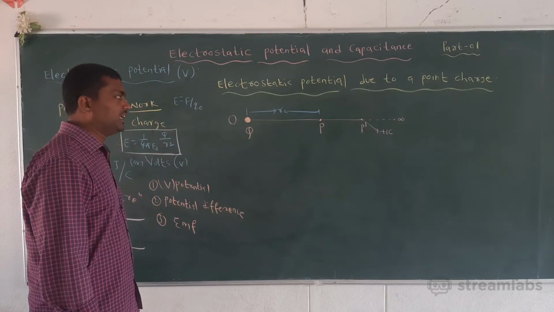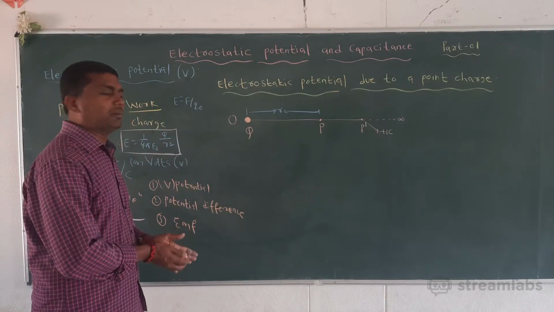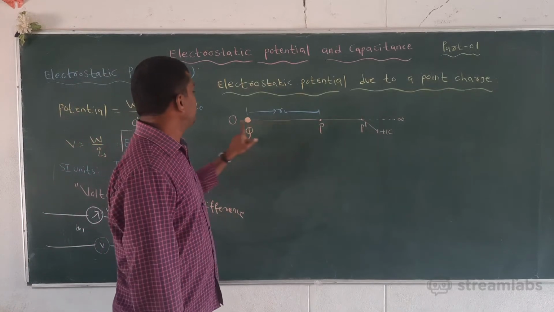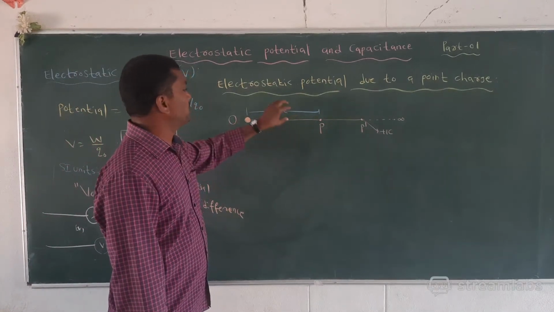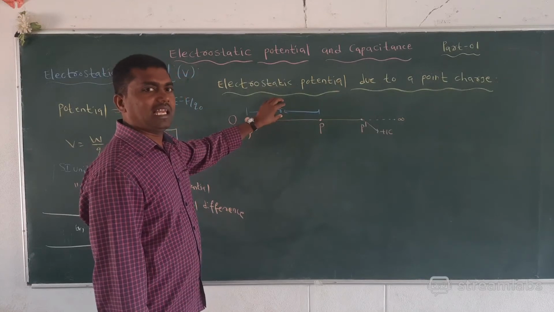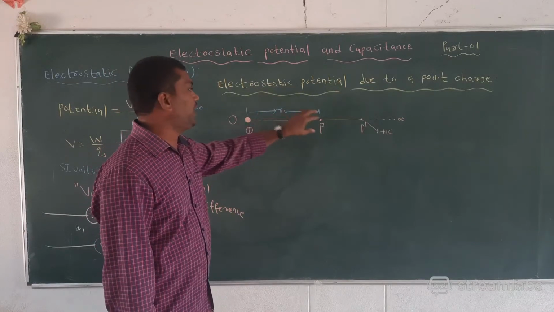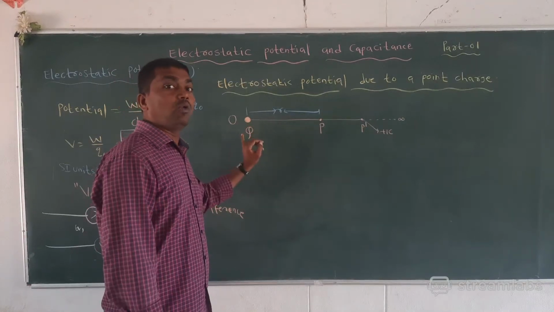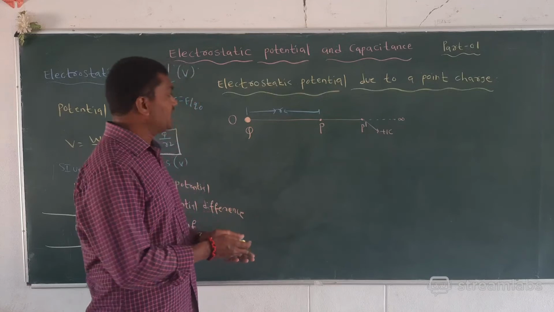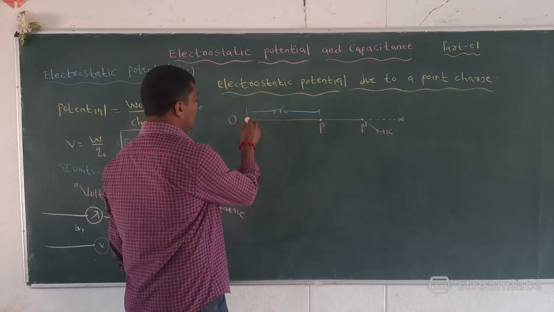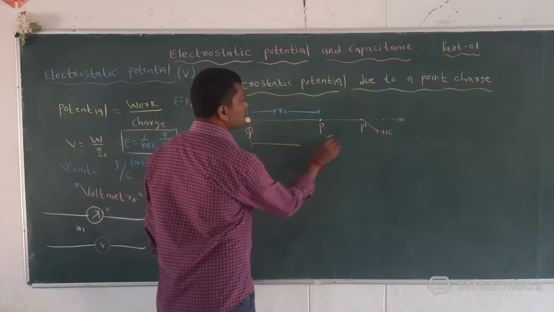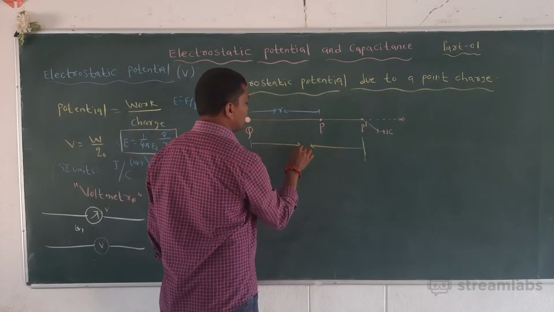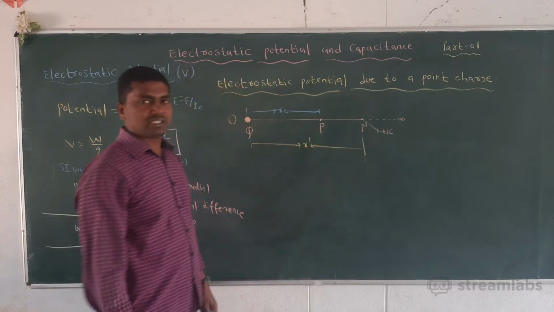So what I am saying here, let us take the point charge Q. At point P, the distance between O and P is represented by r. Now we can calculate the electrostatic potential at point P. Due to point O, the distance between O and P dash is represented by R dash.